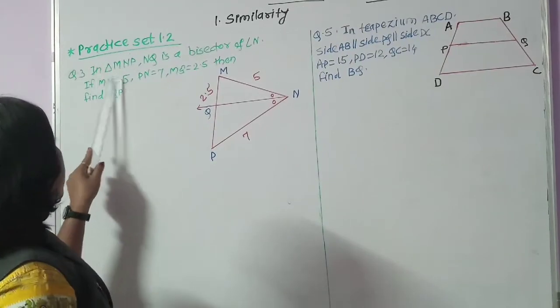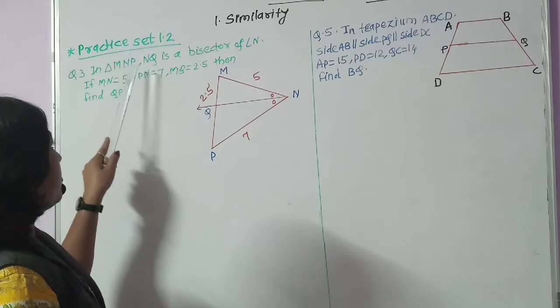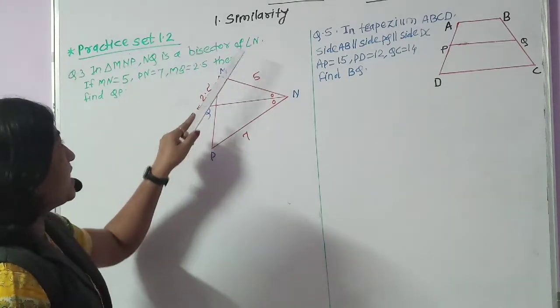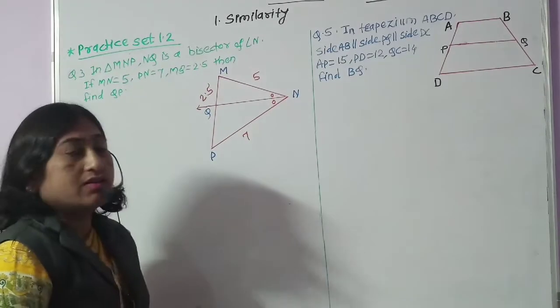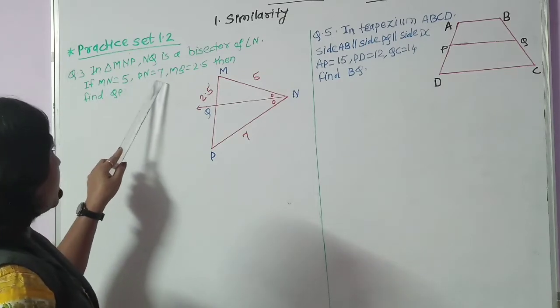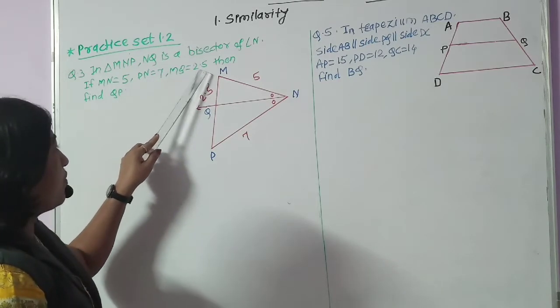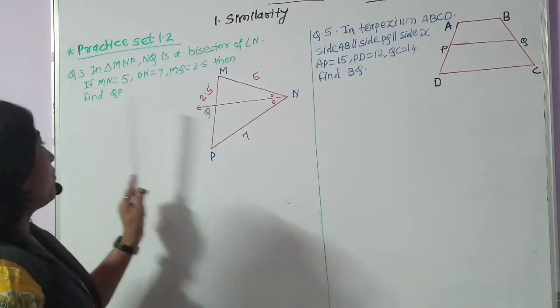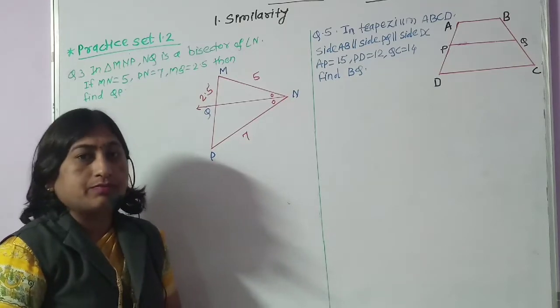Understood? In triangle MNP, NQ is the bisector of angle N, and we are given MN equal to 5, PN equal to 7, MQ equal to 2.5, and then we have to find the value of PQ here.